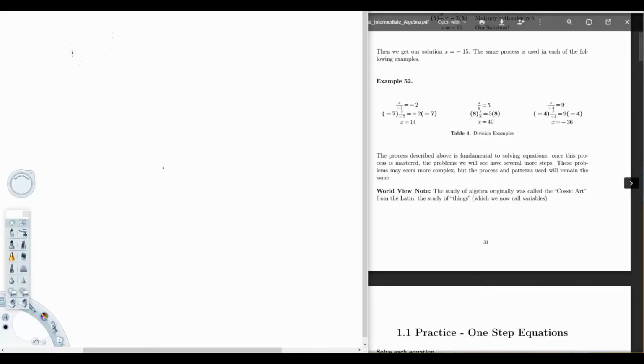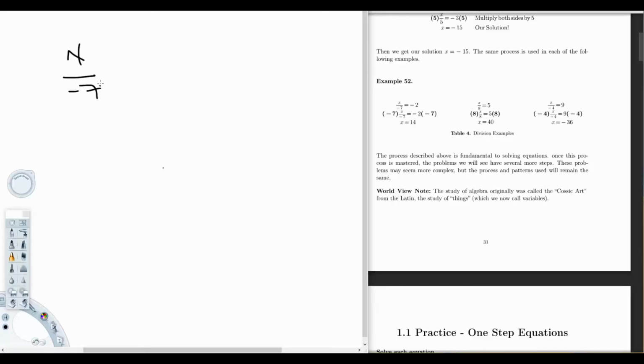Now, let's take a look at this. x over minus 7 equals minus 2. Does x over 7 scare you? x divided by 7. That's what it's saying, equals minus 2. So what do I have to multiply this division by to eliminate this minus 7?